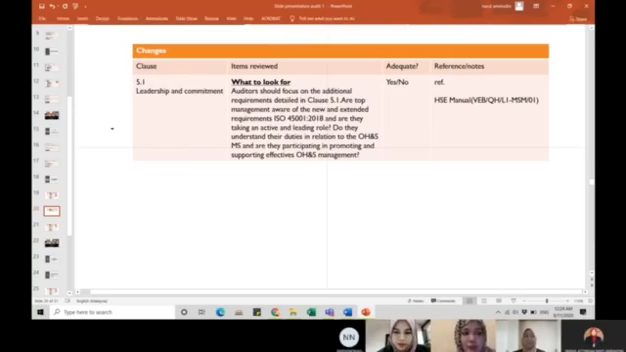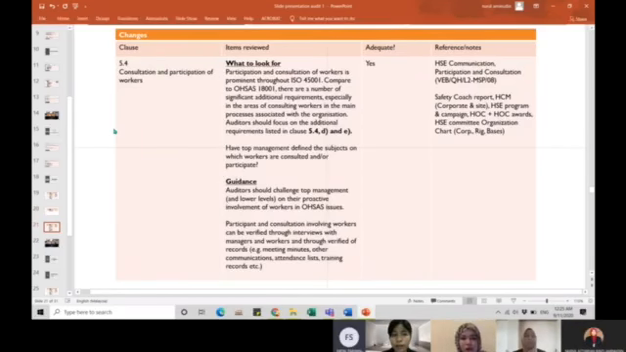Point 1, you look at what to look for. Auditors should focus on the additional requirements detailed in clause 5.1. The second paragraph: is top management aware of the new and expanded requirements of ISO 45001:2018? And are they taking an active and leading role? And also, do they understand their duties in relation to the OHSMS, and are they participating in promoting and supporting effective OHS management? So we have our safety committee meetings, right? I think this is quarterly as well, right?